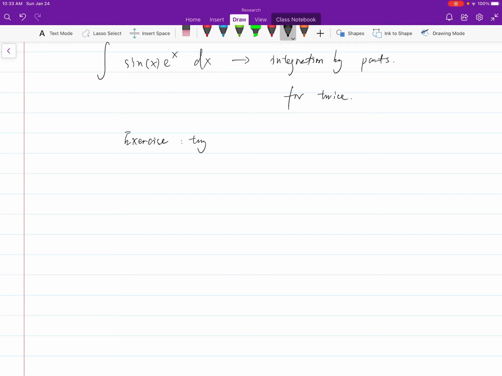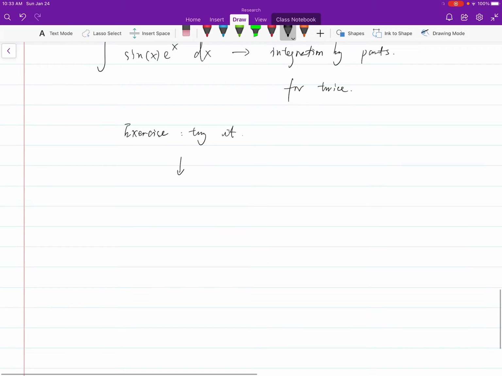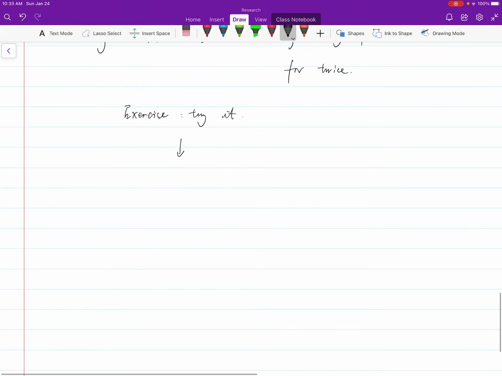Try it. And you should get the same answer as what we get from the method I'm going to introduce, which is a little bit easier. Okay. So alternatively, how do we do this?